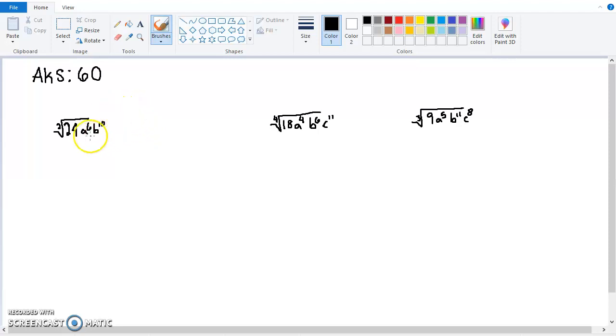So to find what your A is going to be, you're going to have 1, 2, 3, 4, 5, 6. So you have 6 A's, and you have to make them into groups of 2. One group, 2 groups, so you have 3 groups of A's, right? So rewriting, A is going to be on the outside. It's going to be A cubed.